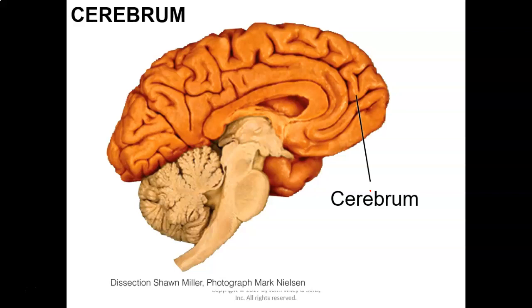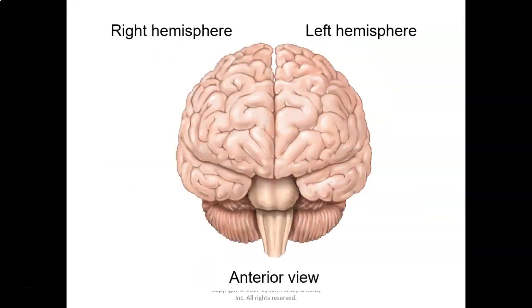The first thing we're going to look at is the cerebrum. The cerebrum, by and large, is really what we all think about when we talk about the brain. 80 plus percent of the brain is the cerebrum. All this orange here is the cerebrum. There's different structures that we see. This middle part here is a bridge. There's a left and right hemisphere of the cerebrum. Here, anterior view, so looking at it from the front, here is the right hemisphere, here's the left hemisphere.